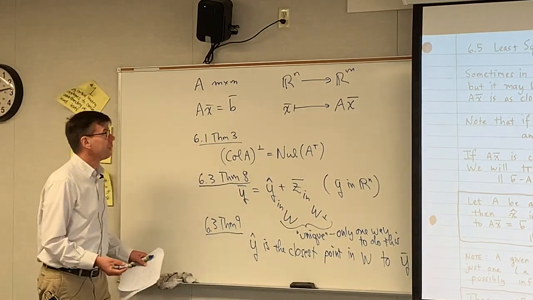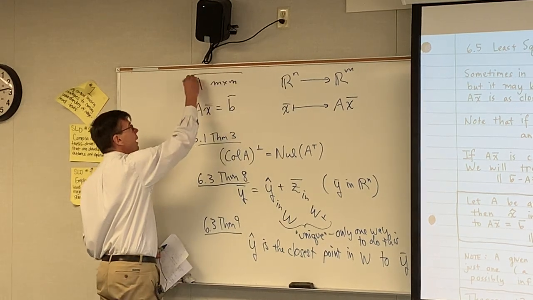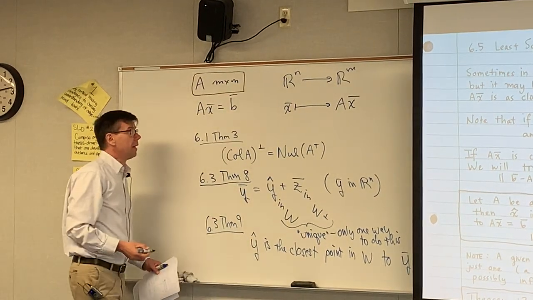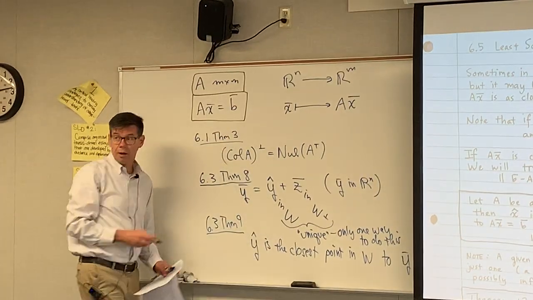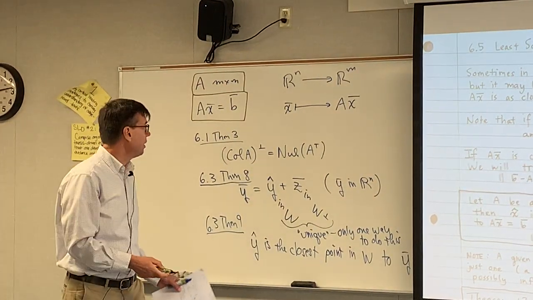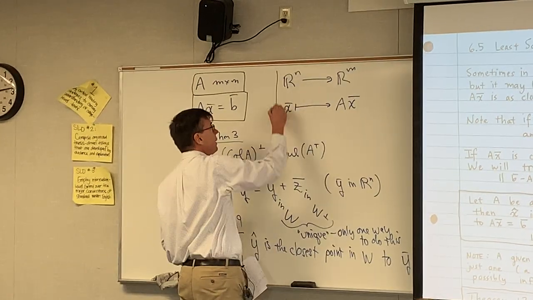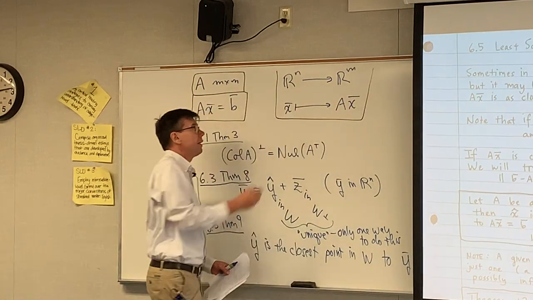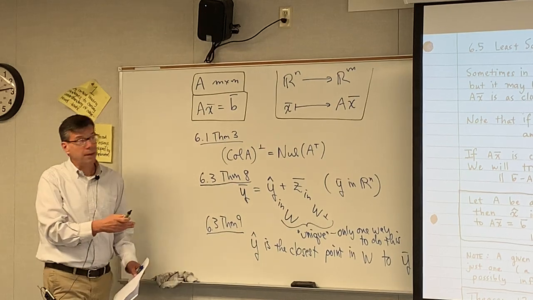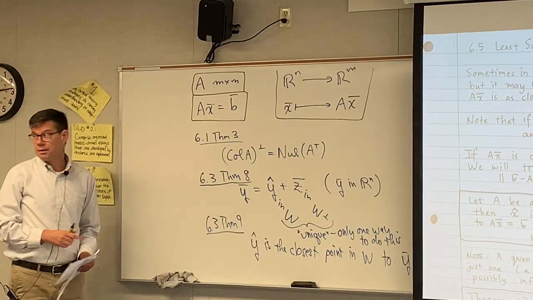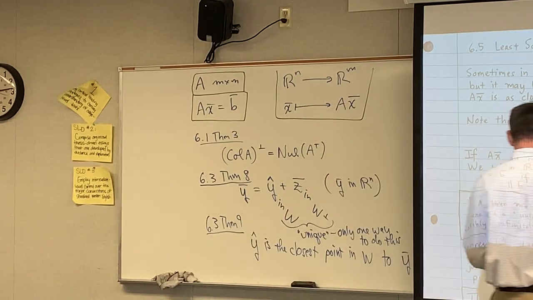Just some stuff we're already familiar with. I've got on the board that we're starting from an n by n matrix, and we're looking at a matrix equation of the form AX equals B. Remember, you can think of that as a linear transformation from Rn to Rm. So X is a vector in Rn, the domain space. A times X is a vector in the codomain space.